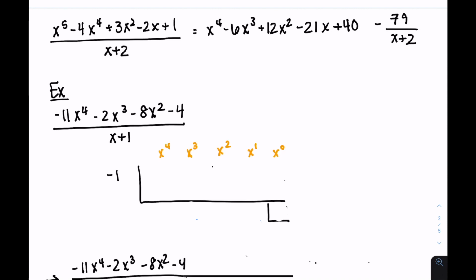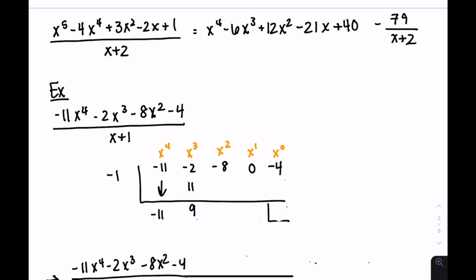I've got an x to the 4th degree, go all the way down to x to the 0. So I have negative 11 x to the 4th. I've got negative 2x cubed terms, negative 8x squared. I have no x's, and then negative 4 is my constant term. So I bring the negative 11 down. I multiply the negative 11 by negative 1. That gives me positive 11.